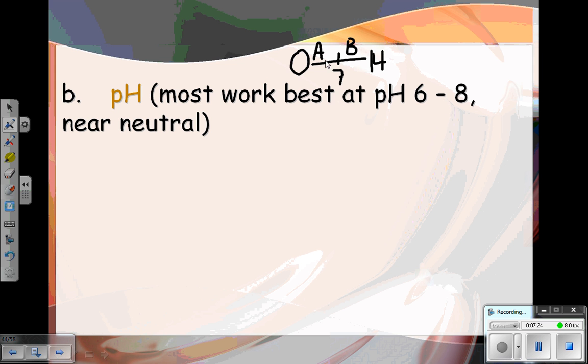So A is for acids. Acids are 0 to almost 7. And B is for base. That's 7 point whatever, anything, up to 14. So pH 6 to 8 is near neutral because pH 7 is neutral. And so the reason that most enzymes work well at this close to neutral pH is because your body is mainly at a neutral pH.